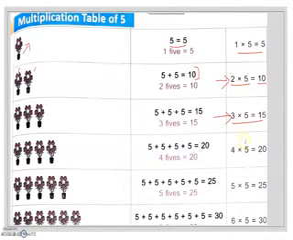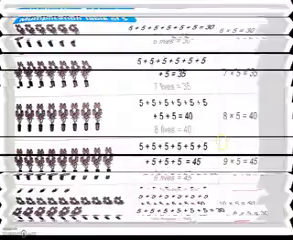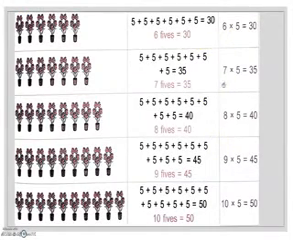Similarly, we can say 4 times 5 is 4 into 5 is equal to 20. And 5 into 5 is equal to 25. 6 into 5 is equal to 30. 7 into 5 is equal to 35. 8 into 5 is equal to 40. 9 into 5 is equal to 45. 10 into 5 is equal to 50.